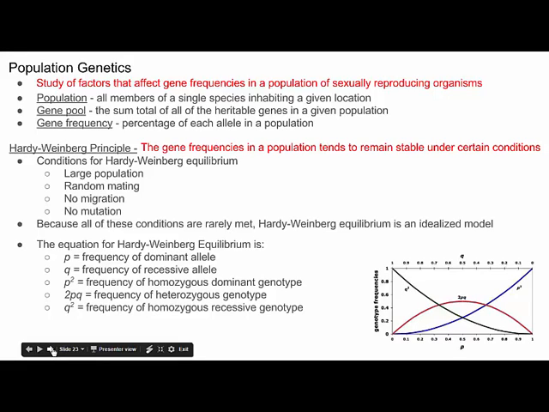The way the mathematical formula works looks a little bit complicated. Okay, the Hardy-Weinberg equation is p squared plus 2pq plus q squared equals 1.